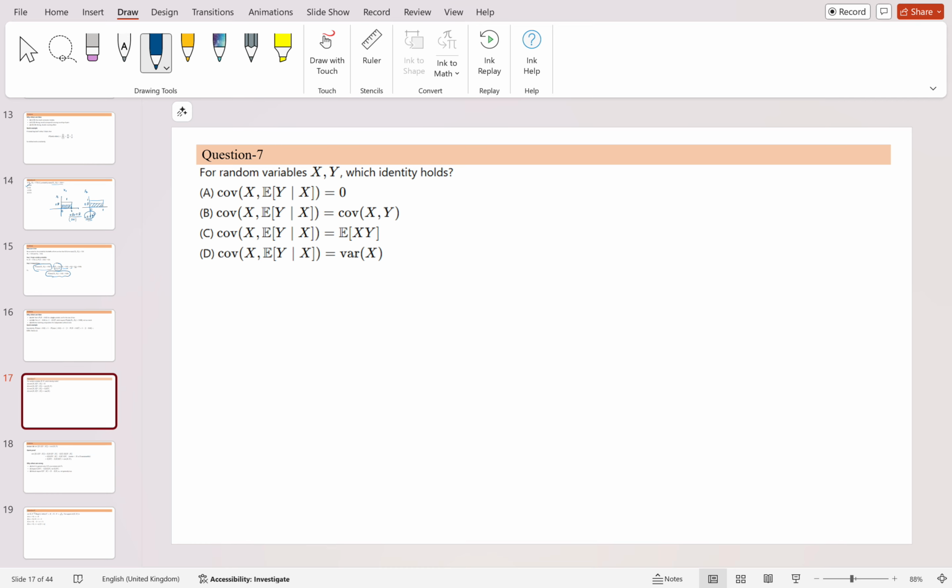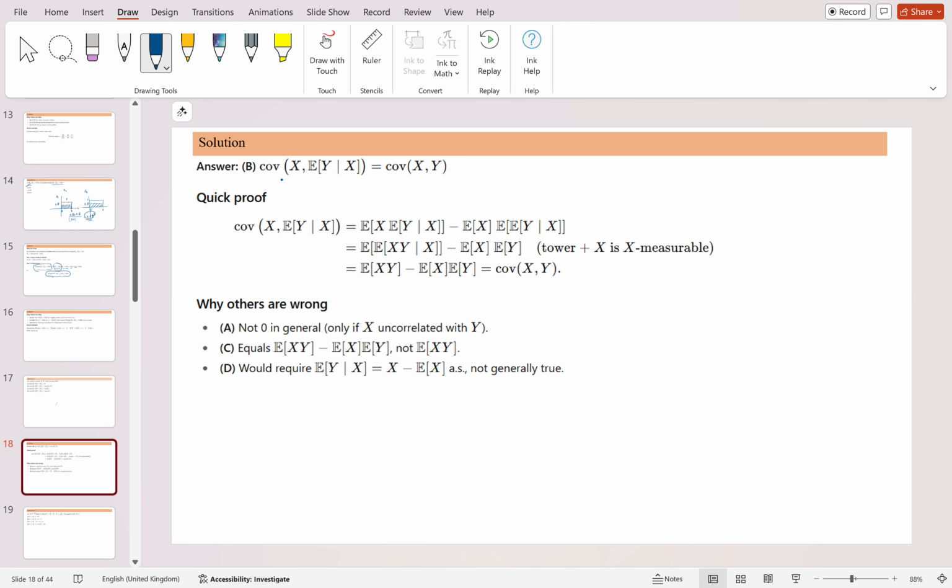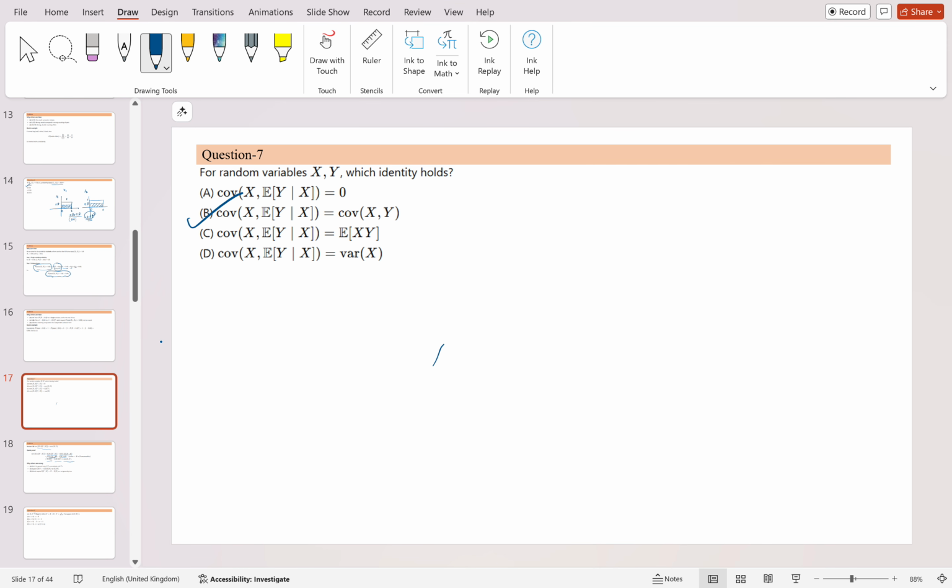Okay, let me give the solution for this. It is saying that for random variables x and y, which identity actually holds. When you say the covariance of x and y, the proof is derived like this. It is simply the expectation of xy minus the expectation of x times the expectation of y, which is the covariance of x and y. So it is option B.